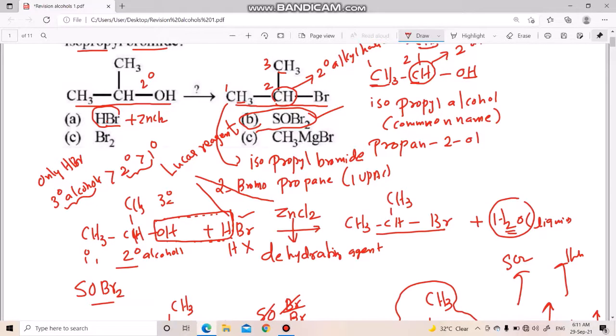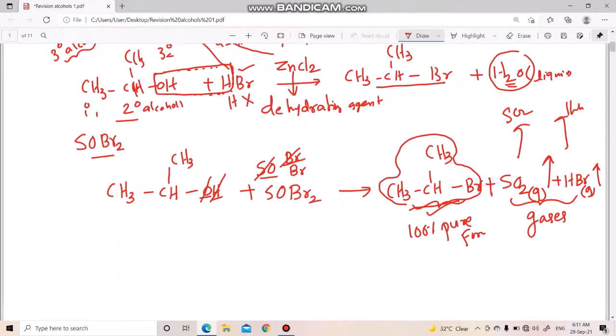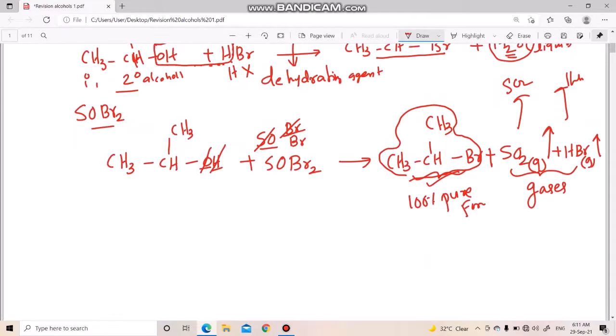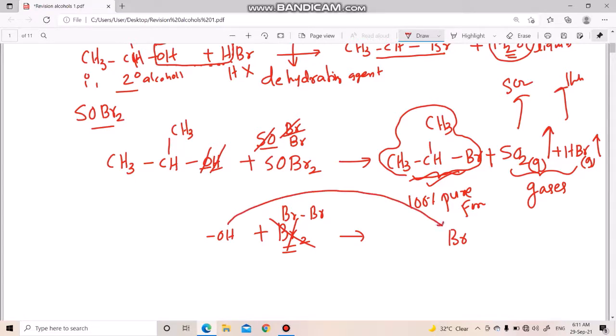Then Br2. Listen, with Br2, there is no electronegativity difference, so it is less polarizable. So conversion of OH into Br is difficult with Br2. So this reagent is not used. Halogens are not used for conversion of OH into alkyl halide.